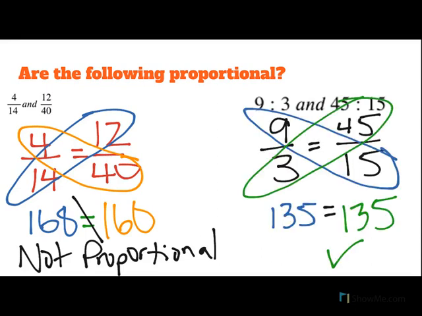All right, so when I set up my proportion, 9/3 equals 45/15. I do my cross multiplication, so I do 9 times 15, which gives me 135. Then I also do 3 times 45, which gives me 135. Since those values are equal, that tells me my ratios are proportional.